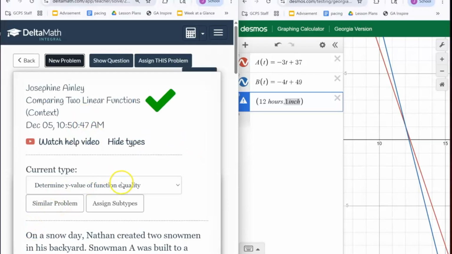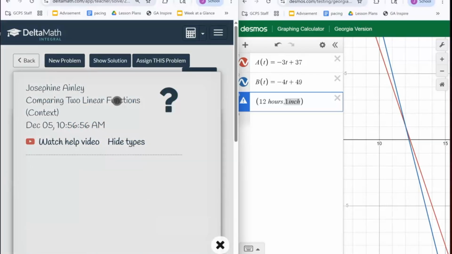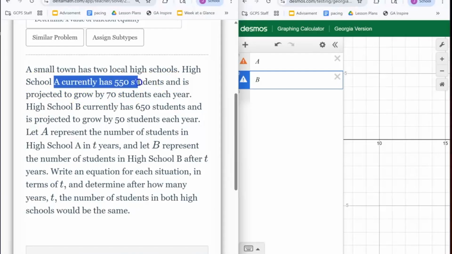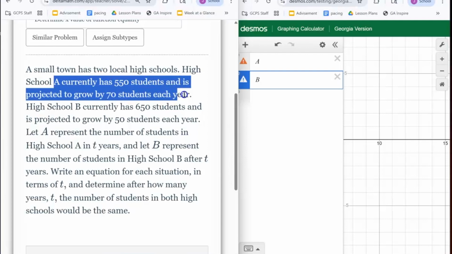All right, now we're going to do a different one. So select X. All right, a small town has 2 local high schools. High school A, and obviously it must be high school B, but we'll read. Currently at 550 students, and it's projected to grow. Okay, school A is at 550, and it's projected to grow by 70 students a year.